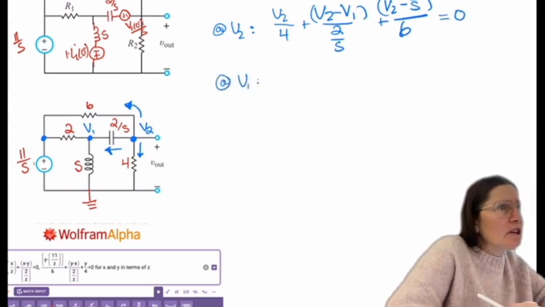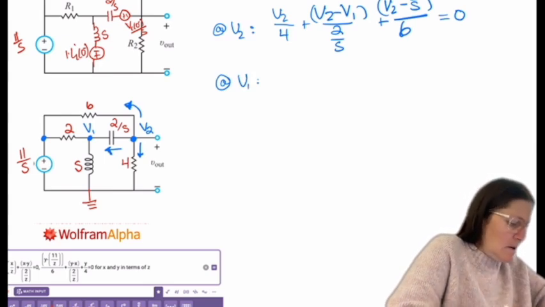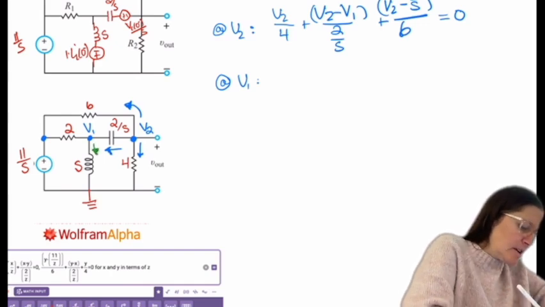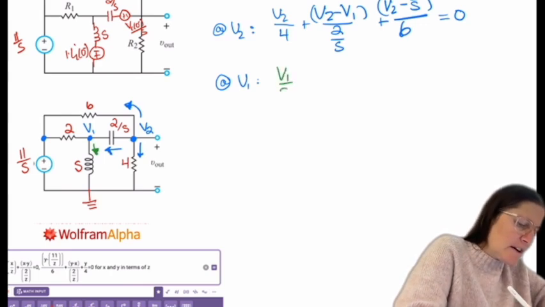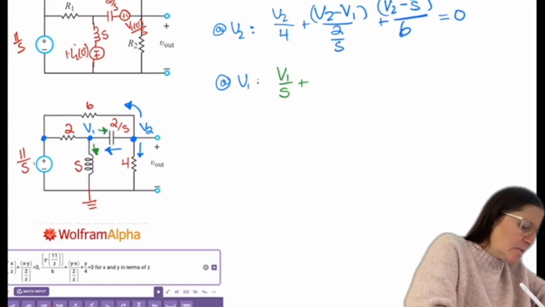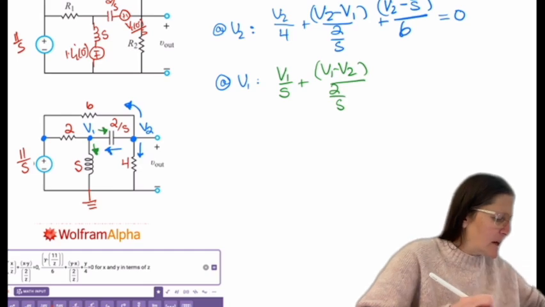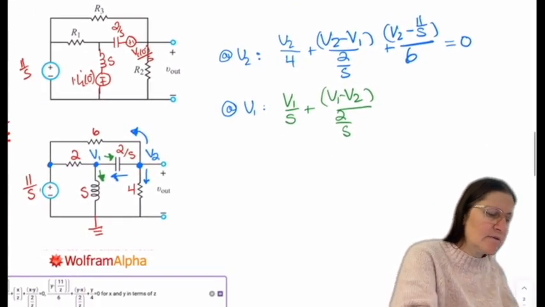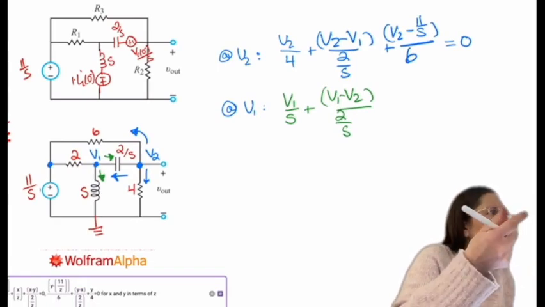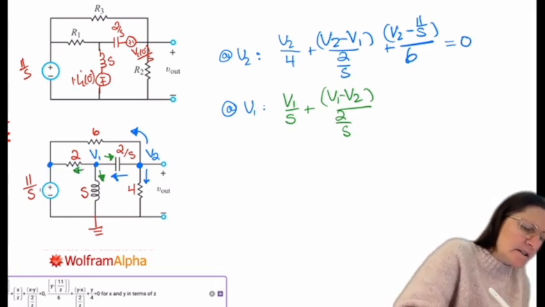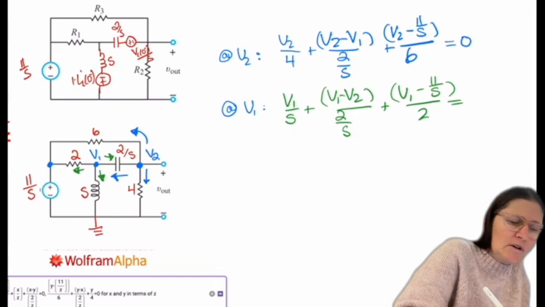And then the node voltage at V1. This current is going to be V1 over S. This current will be V1 minus V2 over 2 over S, or I could just say it's minus that blue one, which was V2 minus V1 over 2 over S, and it would give me the same quantity. This one is V1 minus 11 over S over 2, equals 0.